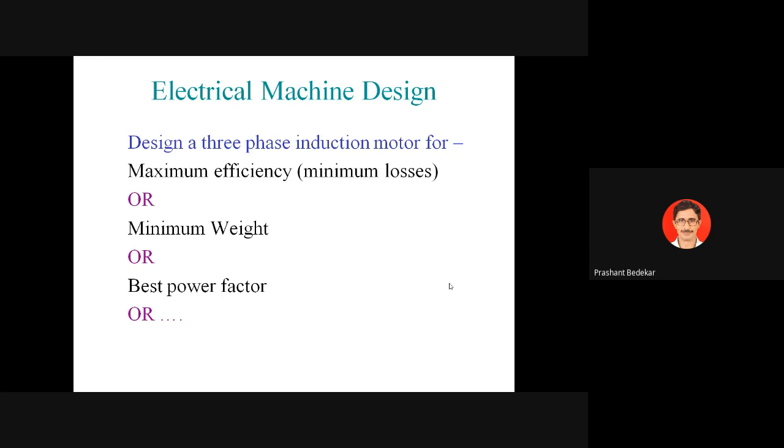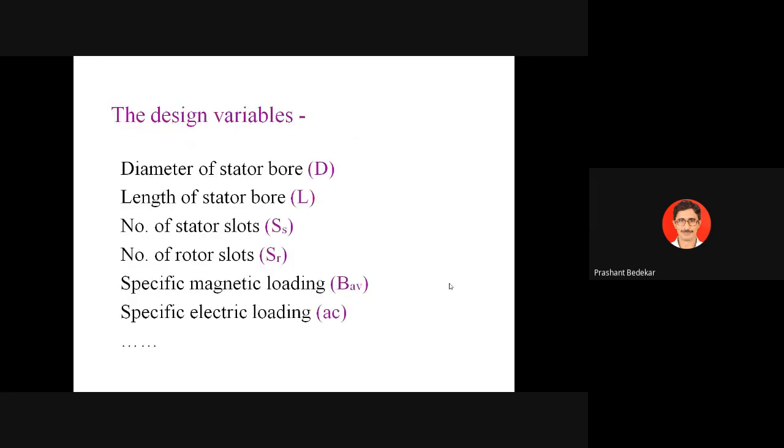Electrical machine design. Design a 3-phase induction motor for maximizing the efficiency, or for minimizing the weight, or for best power factor, or maybe you can think of some other objective, but the aim is to design a 3-phase induction motor. So again, an example from the field of optimization. Electrical machine. Application of optimization in electrical machines.